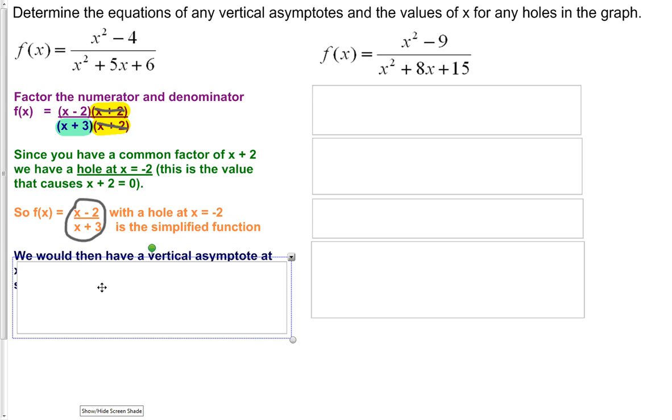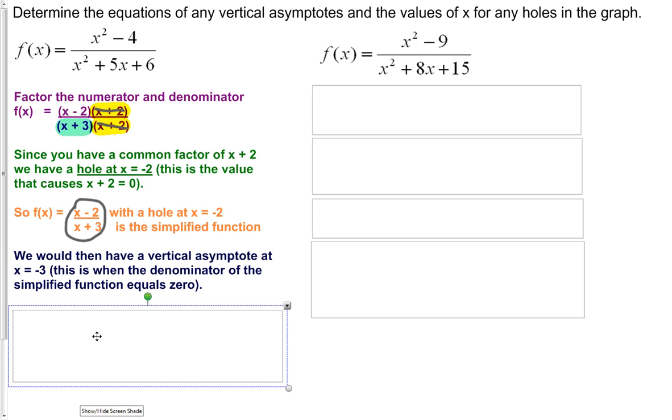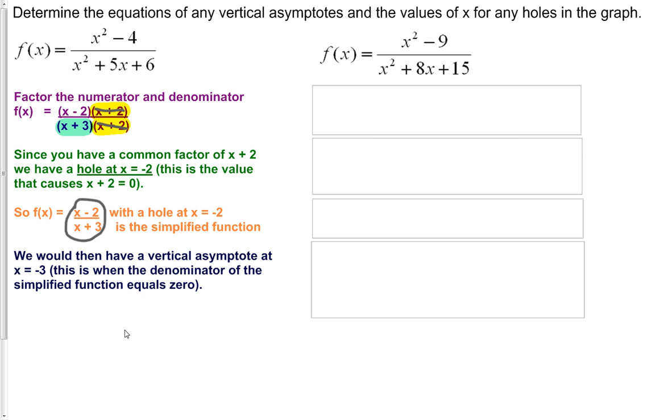And now we get to our vertical asymptote. That's going to occur at x equals negative 3 because that's when this highlighted area, the denominator in its most simplified form, goes to 0. So that's our vertical asymptote. Let's repeat the process on this side.